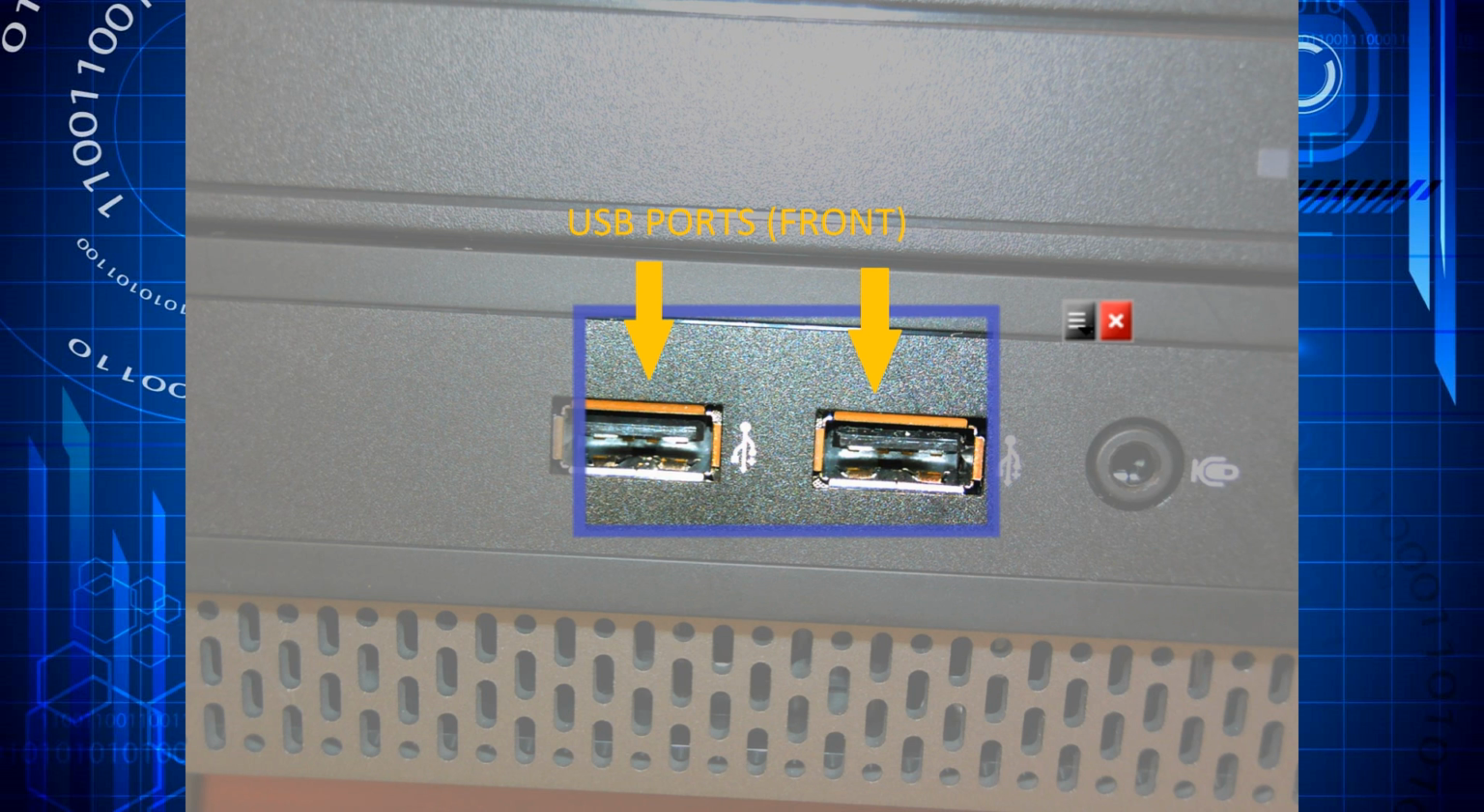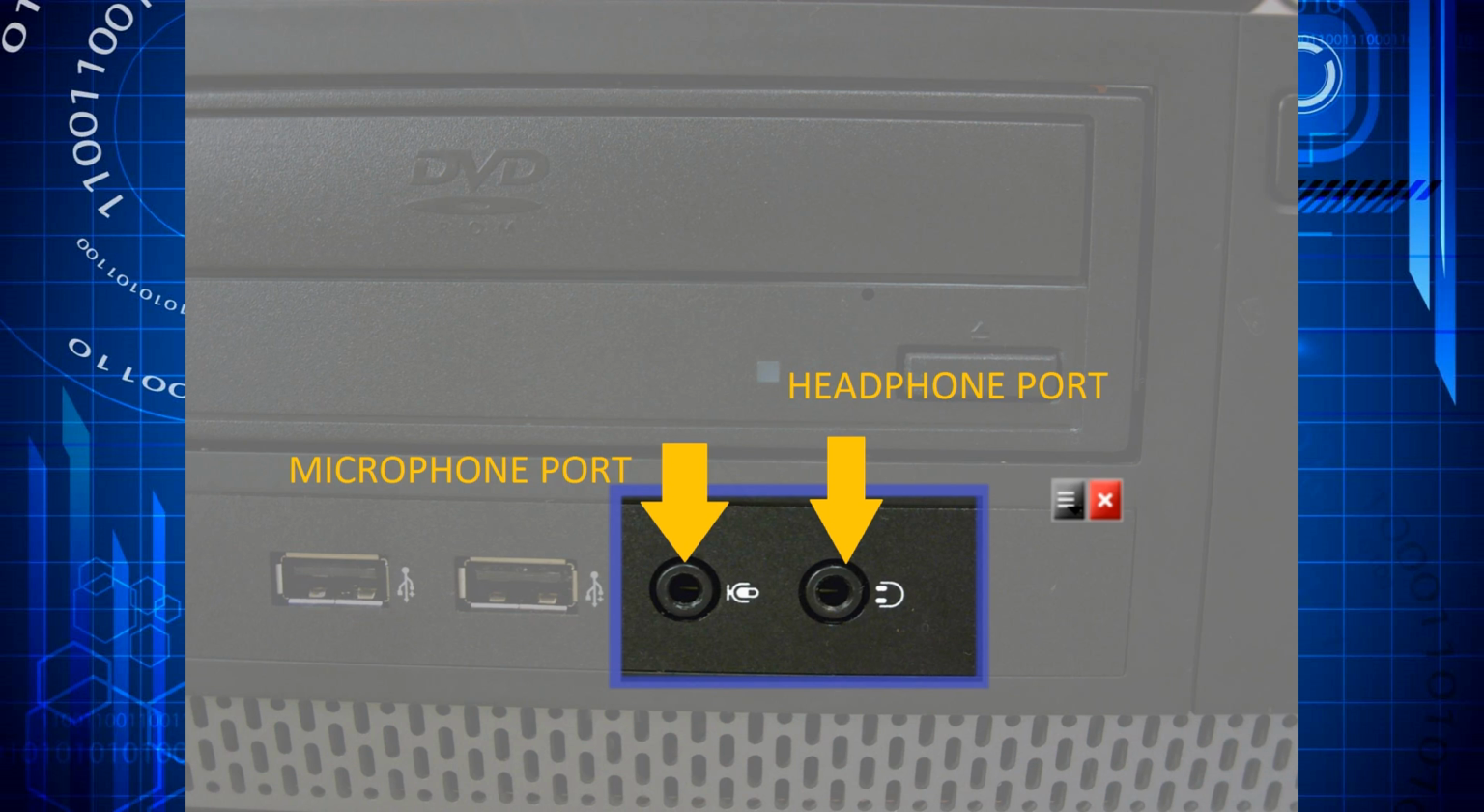Now let's take a look at the front panel. Of course, once again, you see the DVD, CD player, but there's also USB ports in the front. You can use those, of course, for headphones or a microphone or whatever you may have that requires a USB port. And lastly, we have another microphone port and a headphone port.